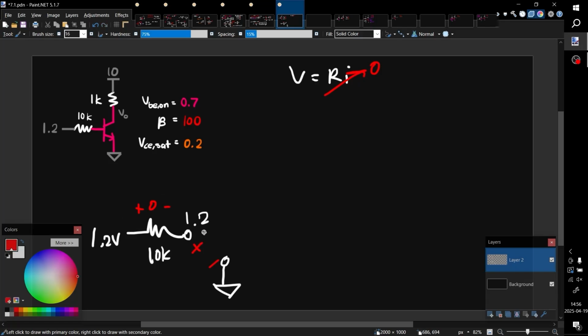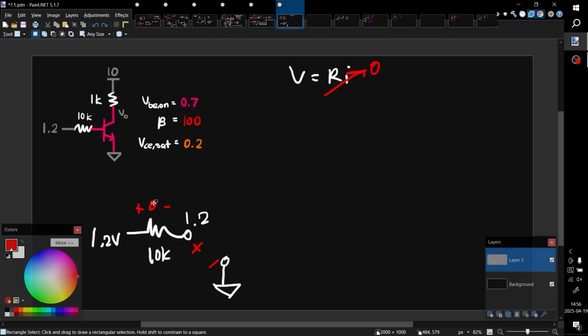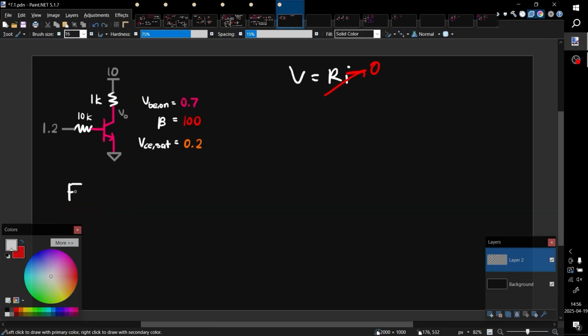Now there is enough voltage to turn this diode on, but we said it was off. 1.2 is greater than 0.7, right? It's supposed to be on. This state is wrong. We're going to proceed to FA.